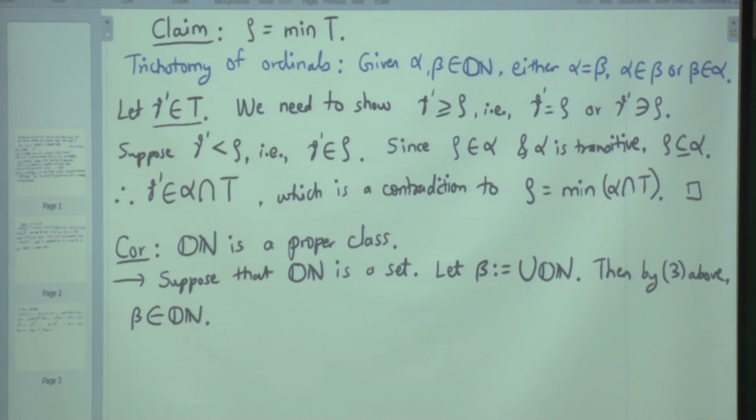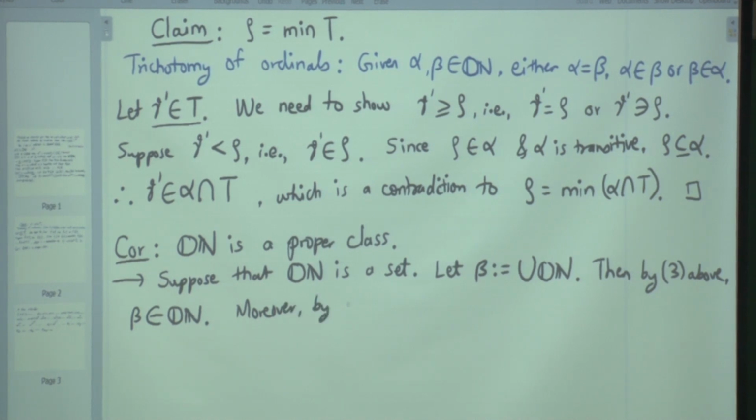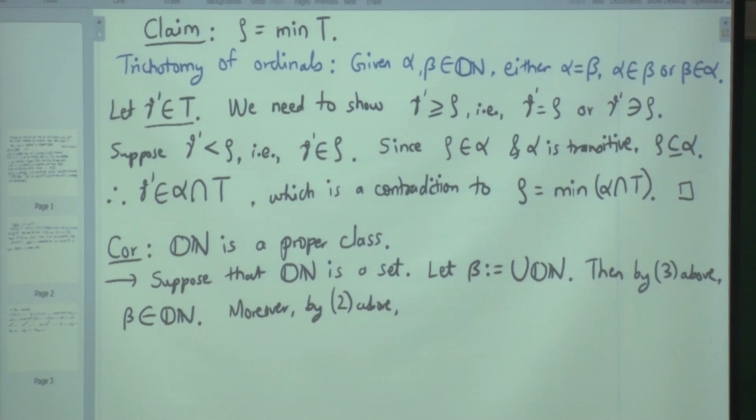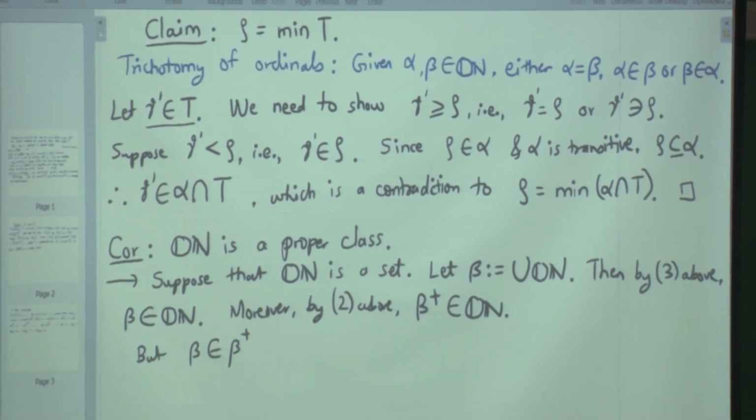Therefore, what can we say? Moreover, by 2 above, what can we conclude? That beta plus is also in On. Beta plus is also an ordinal. Okay, so now what happens? Beta plus is an element of On, but beta belongs to beta plus, correct?